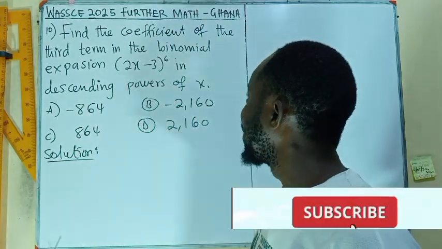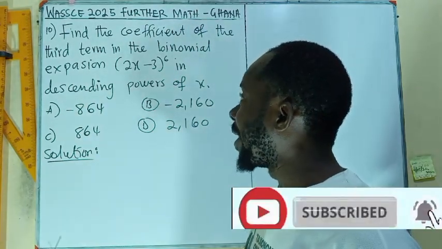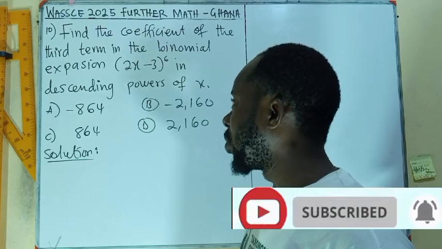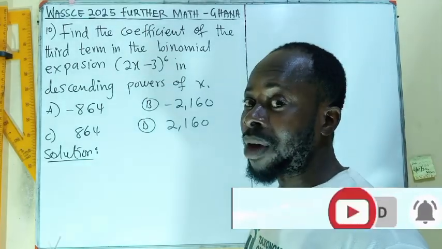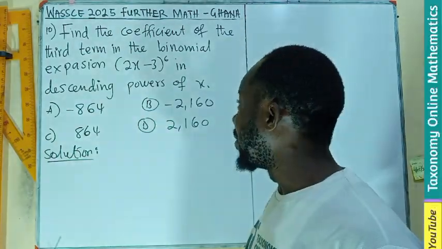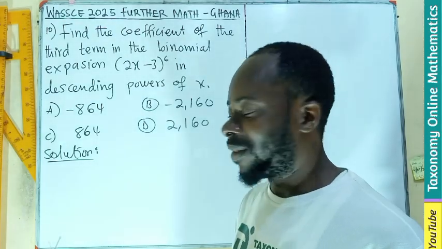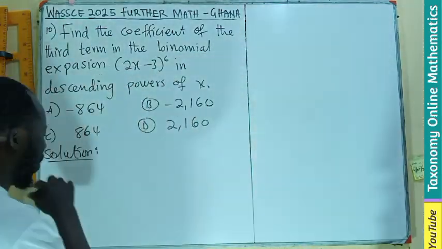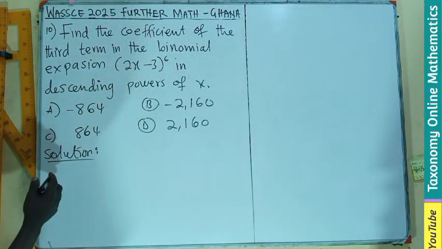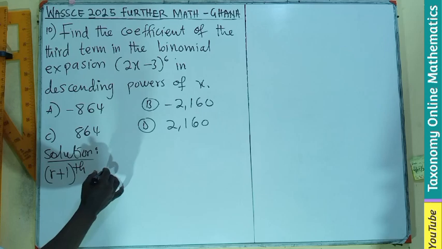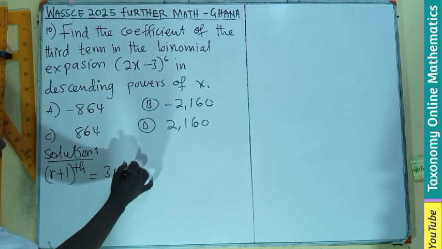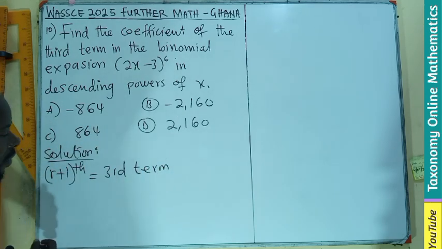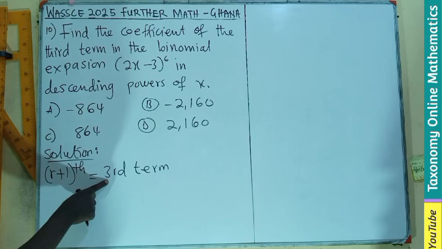We have to find the coefficient of the third term in the binomial expansion of (2x minus 3) all raised to the power 6 in the descending powers of x. So if we can recall, if we are looking for a term T(r+1), the third term is going to be r plus 1 equals 3.